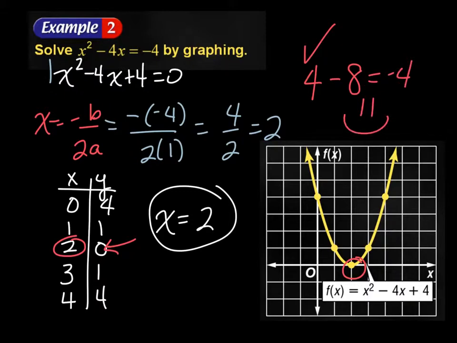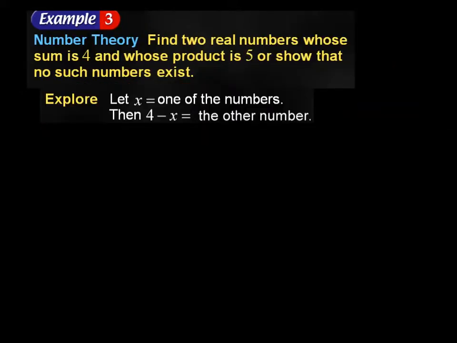And it's always a good idea to go back to your very original equation when you do a check step in case you made a mistake in your first step. Find two real numbers whose sum is 4 and whose product is 5, or show that no such number exists.